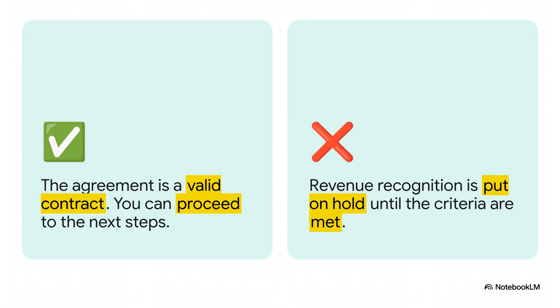So what happens after you run through the checklist? Well, it's a simple fork in the road. If an agreement passes all 5 tests, then great. You have a valid contract under IFRS 15, and you can move on to the next 4 steps. But if it fails even one of those tests, the brakes get slammed on. Everything stops. Revenue recognition is put on hold until those issues are fixed.